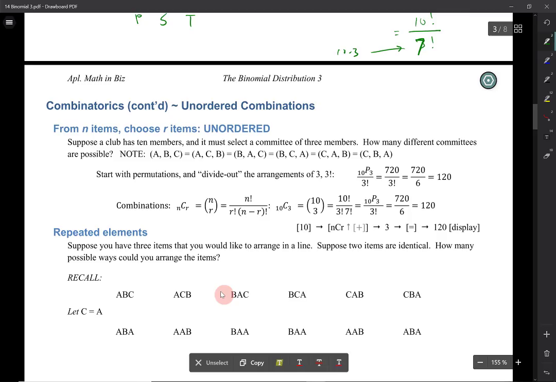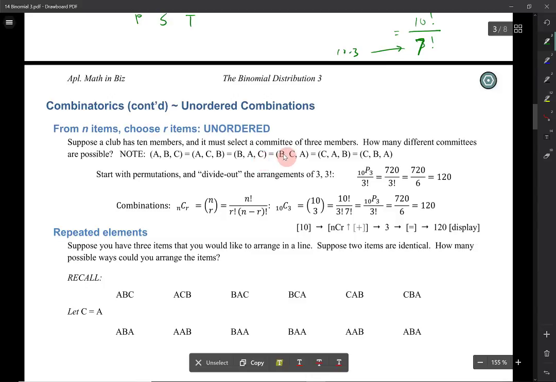Okay, and then the final special case, which is the one that's important for the binomial theorem, is this unordered case. Now the case is the club has 10 members and it must select some subcommittee of 3 members. How many different committees are possible? Notice that when you're selecting the committee, you might select person A first, then person B, and person C third, or you might select A first, C second, B third. You might select B first, followed by A second, C third.